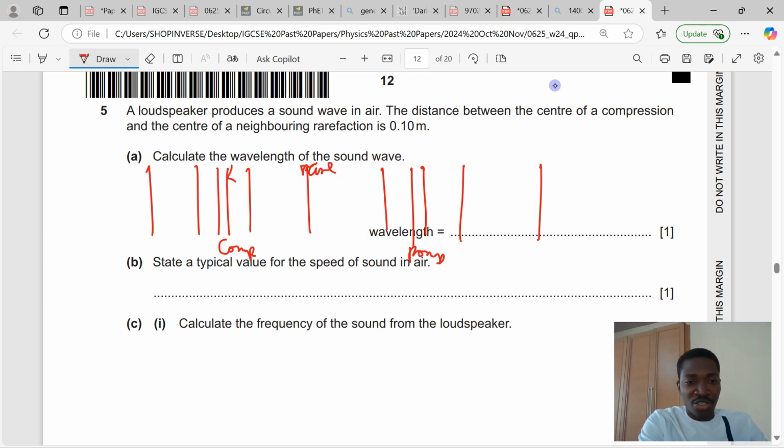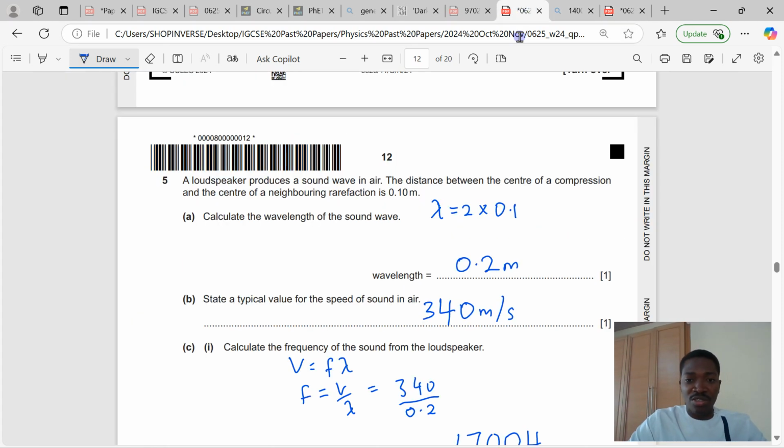If distance between compression and rarefaction is 0.1 meter, then you know the wavelength will be double of that. 2 times 0.1, that will give you 0.2 meters. Yeah, so that's how I got this correctly. Wavelength is 2 times distance between compression and rarefaction.